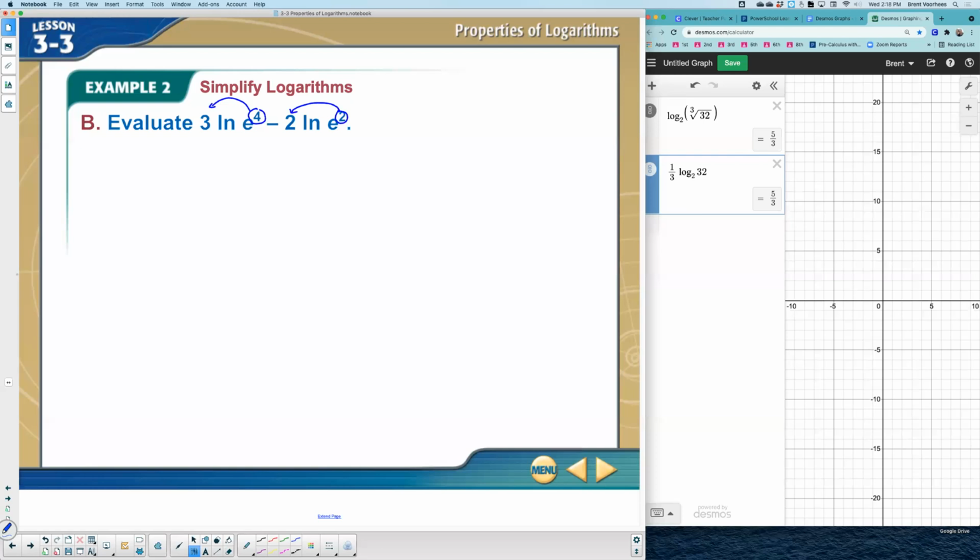So coefficients normally multiply. So this is just going to multiply. Let me write it out first. 3 ln e to the 4th minus 2 ln, meaning natural log, e squared. If we move those powers to become coefficients, it becomes 3 times 4. What is 3 times 4? 12 natural log of e minus 2 times 2 is 4 natural log of e. That was the power property right there.